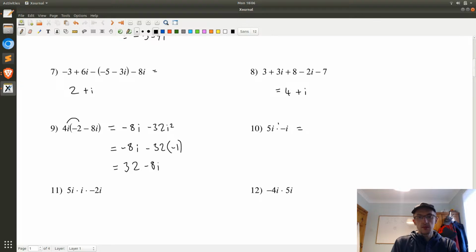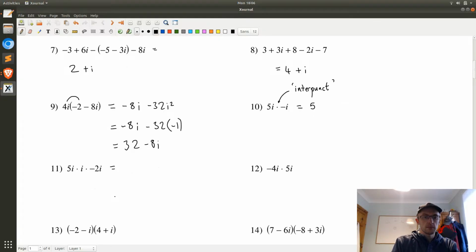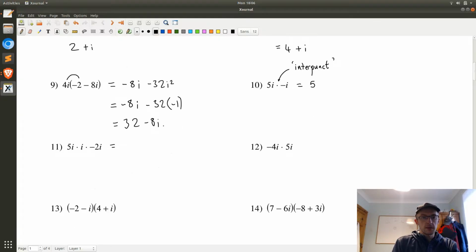This here, I'm a fan of this symbol. It's called the interpunct. And it means multiplication. So it's really just asking, what is 5i times -i? So that would be negative 5i squared, and i squared is negative 1, so that would be negative 5 times negative 1, which is positive 5. Down here, we've got negative 10 i cubed.